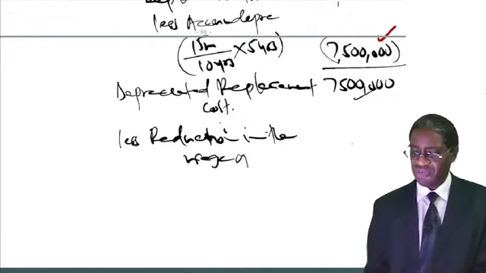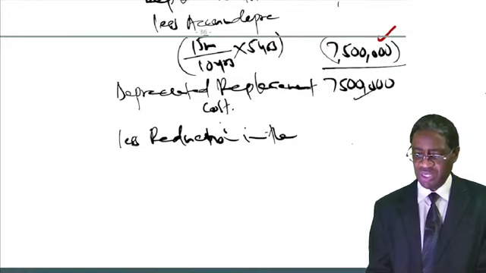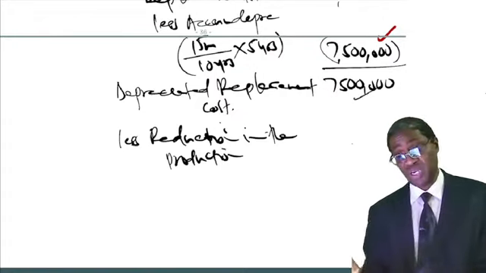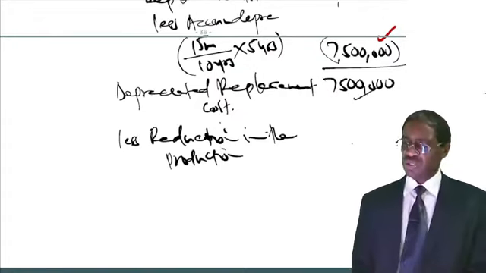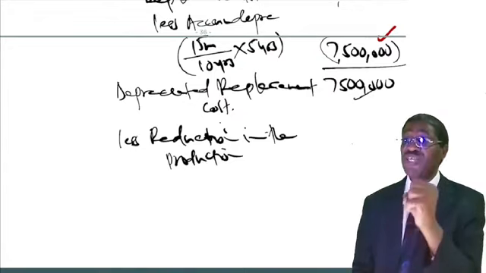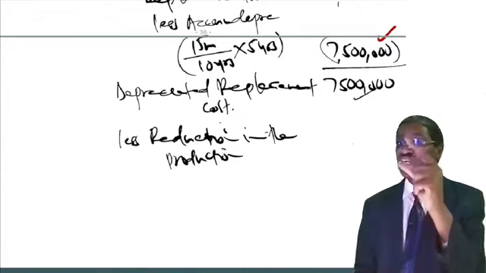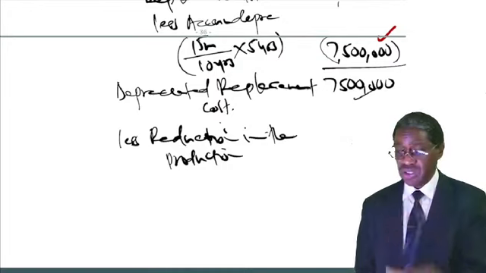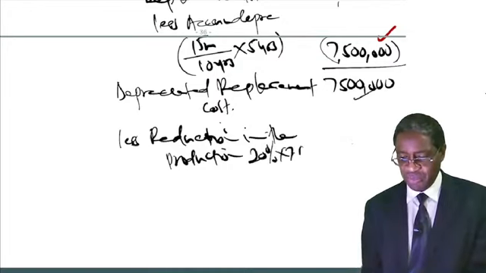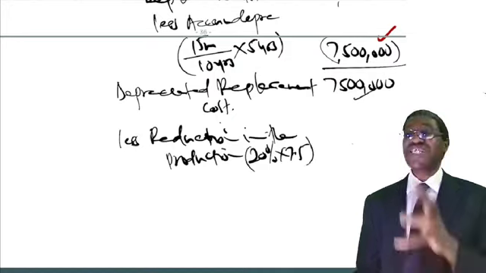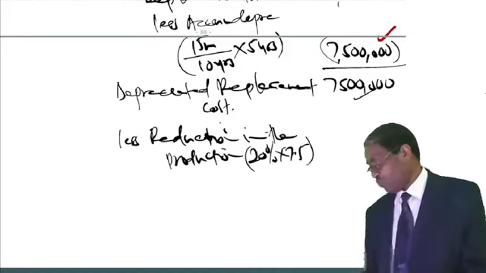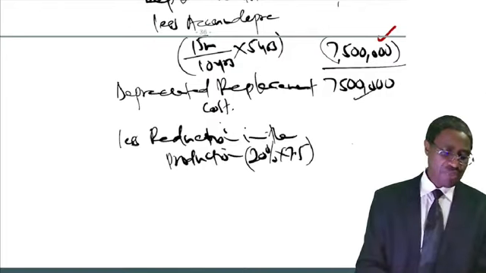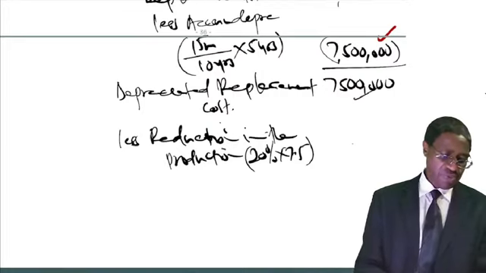Reduction in the production efficiency of the asset, whatever it is. If you are told it has lost 20% of its efficiency, then you take 20% of the depreciated replacement cost. It will be 20% of 7.5 million. That would become the reduction in the efficiency of the asset. Let me calculate what is 20% of 7.5. 20% of 7.5 is how much?